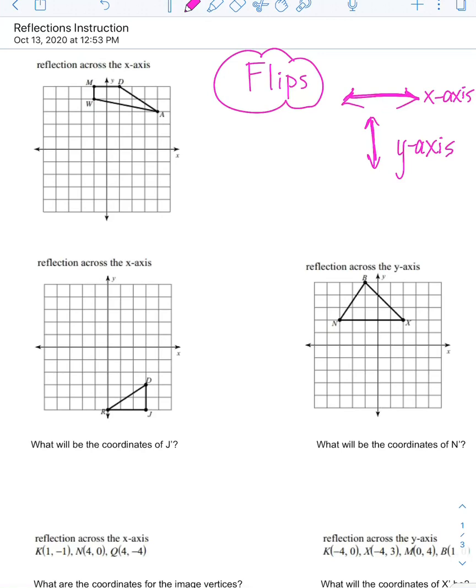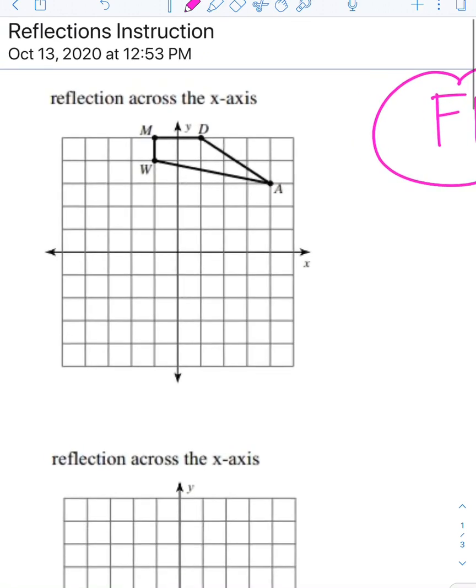So I want you to see how this will actually look when we do it. Remember last time when we were doing translations, if you translate all the points, you translate the whole picture. So that's how it works with reflections as well. So first, I notice it says we're going to reflect across the x-axis. That's this axis right here.